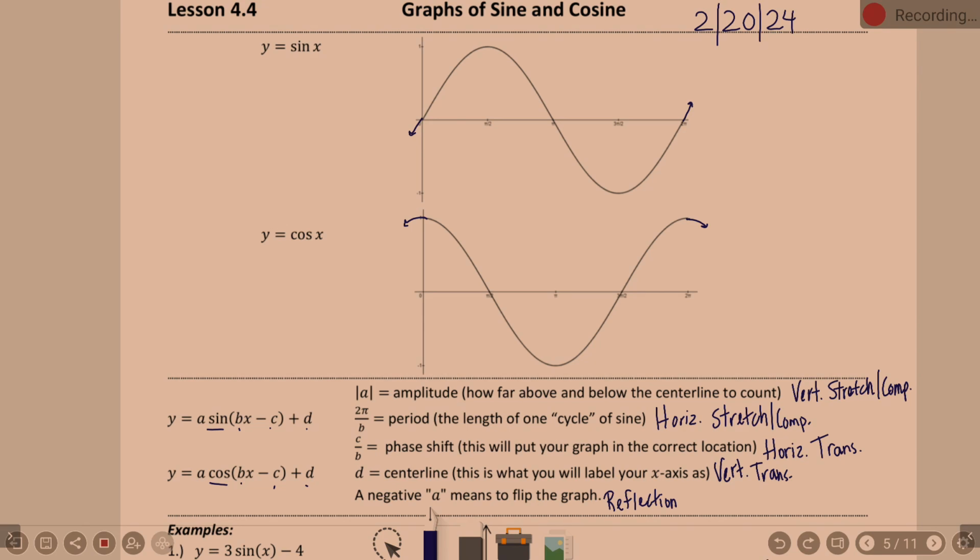Okay. This chart right here, these forms, these are going to be incredibly helpful. Eventually, this is just going to become memorized information. Okay? So, let's look at example one.